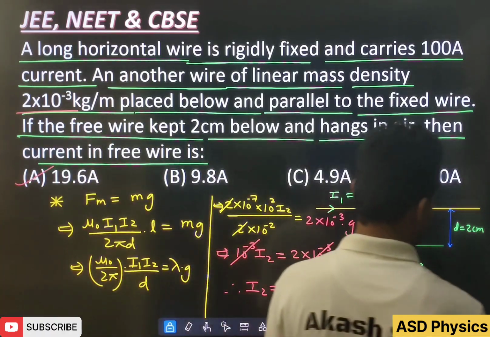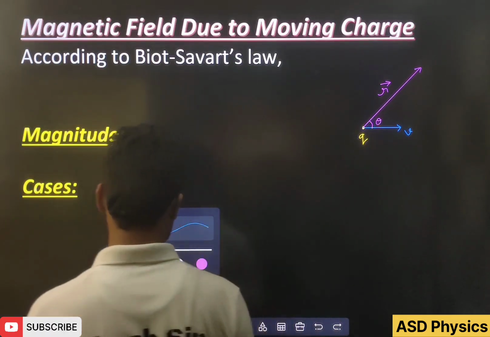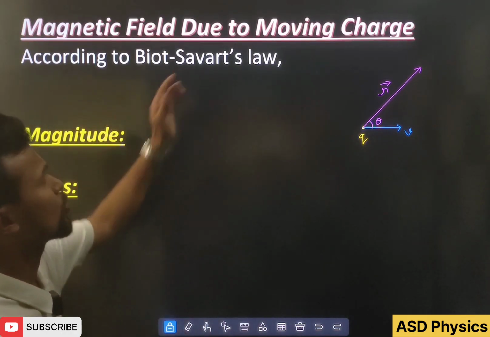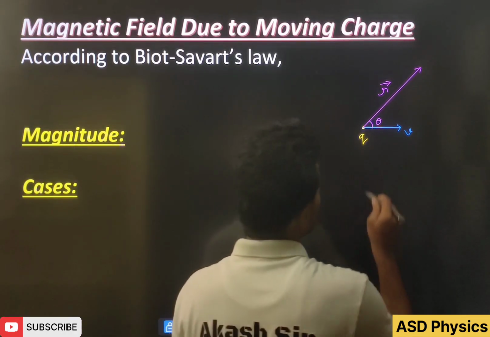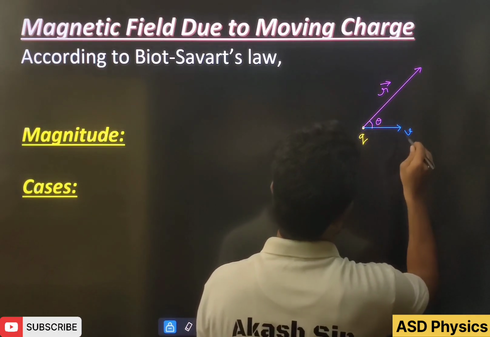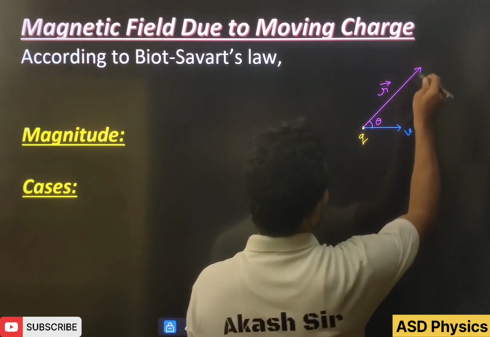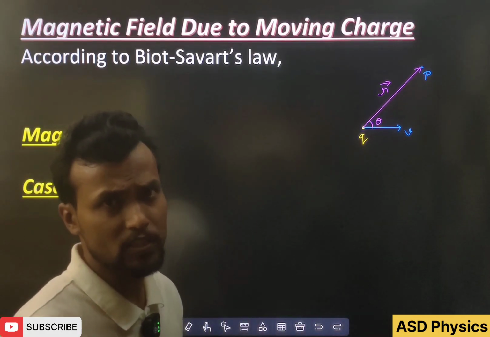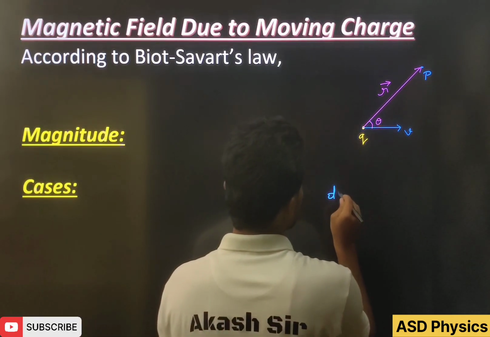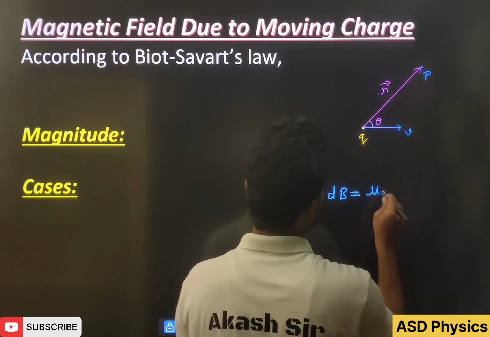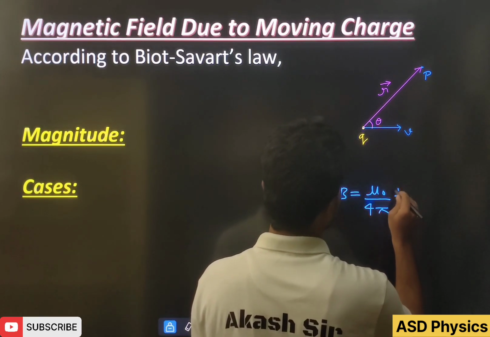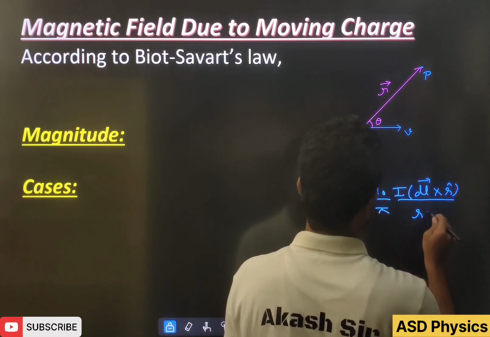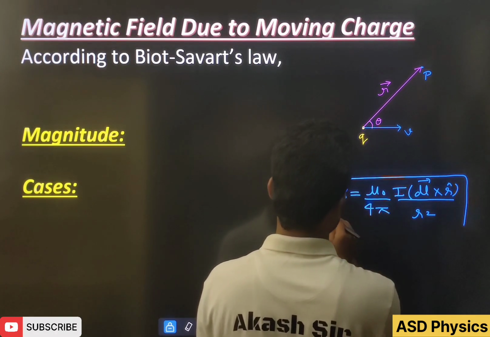Very well. Now students, we have covered this thing. Now we have to see the magnetic field due to a moving charge, just like according to Biot-Savart's law. Let's take one charge q having velocity in this direction, you can see, and at this point, let's take P, I want to calculate the magnetic field due to the moving charge. One formula you know very well due to the Biot-Savart law, dB equal to mu naught by 4 pi I dl cross r cap by r square. This was the formula due to a current carrying wire.